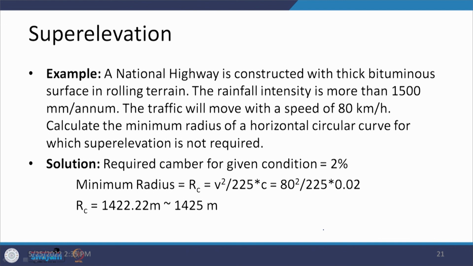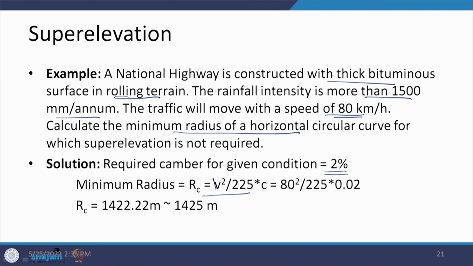Now, this is another example where we are talking about a national highway with a thick bituminous surface in rolling terrain. Rainfall intensity is more than 1500 mm per year. Traffic is moving at a speed of 80 kilometers per hour. We have to calculate the minimum radius of the horizontal curve where super elevation is not required. In this case, the required camber for the given condition, say, we assume is 2%.